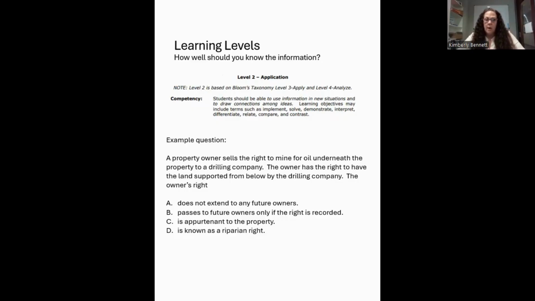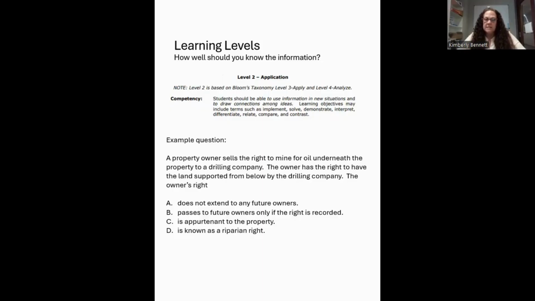The owner has the right to have the land supported from below by the drilling company. Now, if you're in class, hopefully subjacent support came right to your brain. But if not, learn the definition of that. But the owner's right, we're not doing a definition here. We're actually taking what we know about their rights, and we are implementing it into understanding how to answer this.